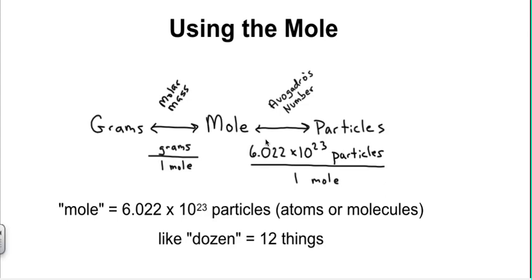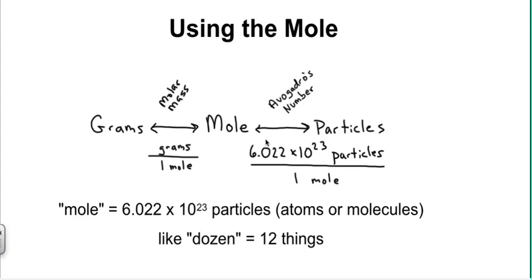So what a mole is, if you'll remember, is kind of like a dozen. And if you think about a dozen donuts, it means you've got 12 donuts. If you have a mole of donuts, you have 6.022 times 10 to the 23rd donuts. So when you think of moles, just think of it being the number of things that you have.